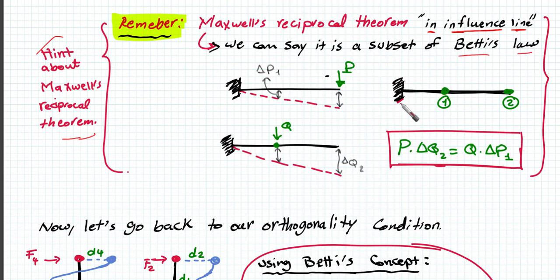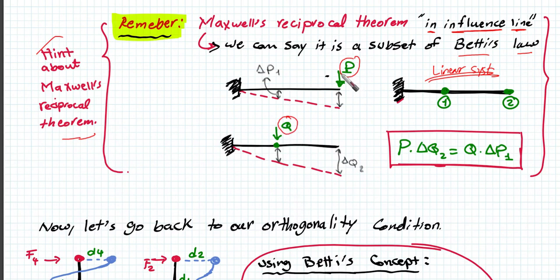So if we have a cantilever, as you can see here, this is a linear system. Again, we are talking about a linear system. Everything here is related to linear systems, because if we go into nonlinear, everything is not going to work as we are explaining here. Let's assume that we have 2 points, point 1 and point 2. We apply on point 2 a load P, and we apply on point 1 a load Q. They are different.